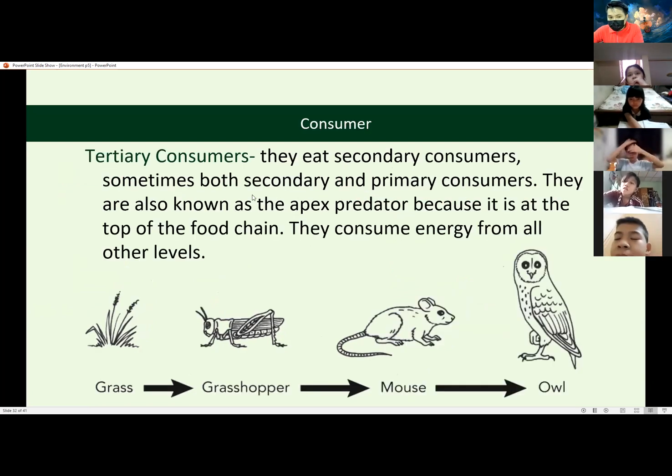And then the tertiary consumers eat secondary consumers, sometimes both secondary and primary consumers. They can also be known as apex predators. The tertiary consumers are carnivores only. They don't eat grass or plants.